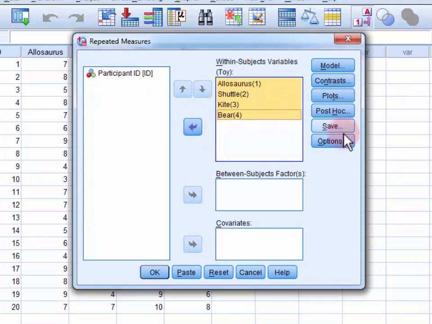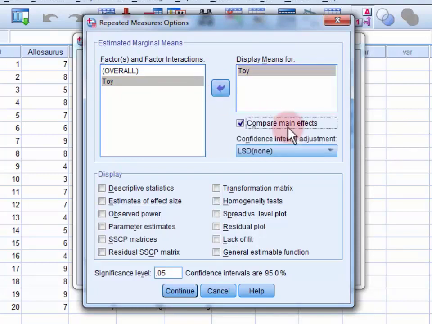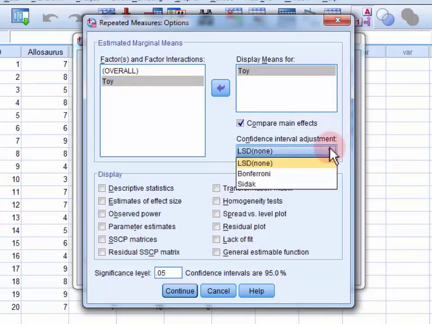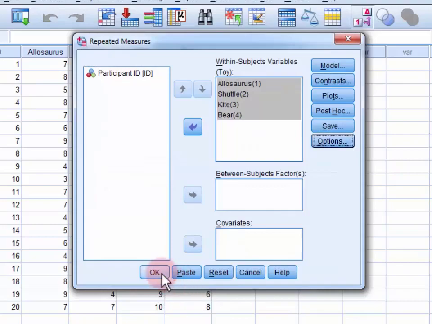In the Options menu, move the grouping variable, toy, into the Display Means For field, and select Compare Main Effects. In the Confidence Interval Adjustment drop-down, select Bonferroni. Next, in the Display field, we select Descriptive Statistics and Estimates of Effect Size. Click Continue to close the menu and OK to run the repeated measures ANOVA.